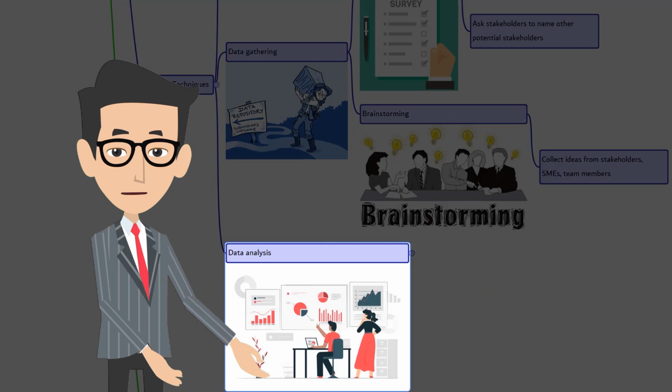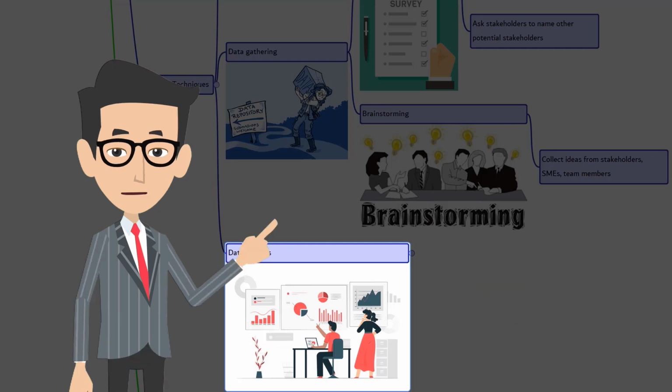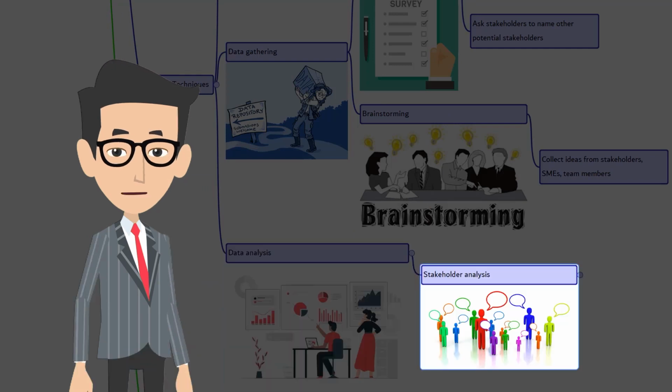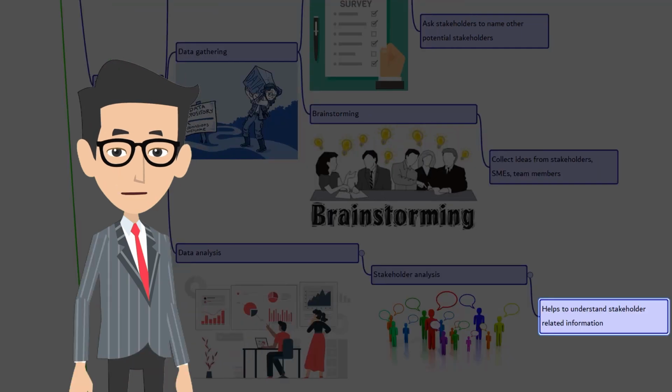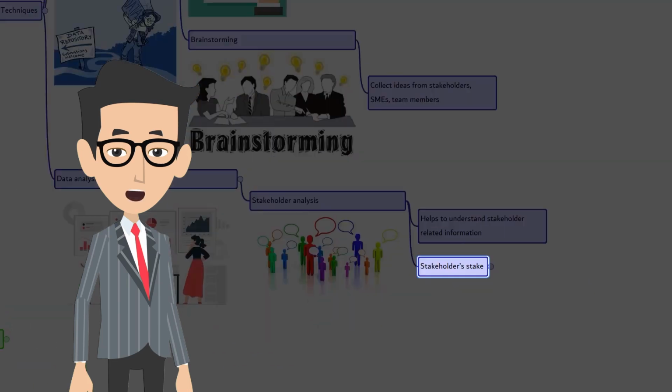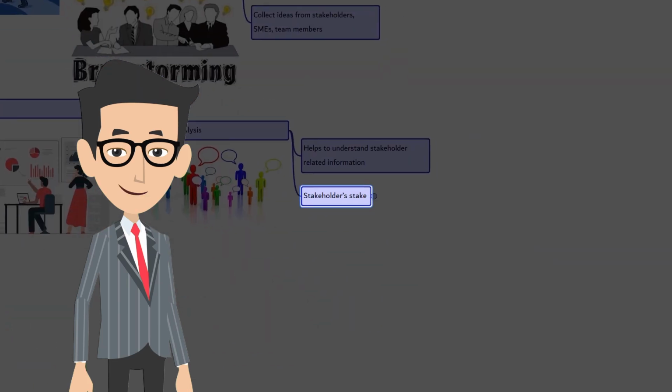Data analysis. There are 2 techniques that are used. First one, stakeholder analysis. Stakeholder analysis helps to understand the stakeholders and their information, such as their position in the organization, roles on the project, their expectations, attitude, whether they support the project or resist the project, and their interest towards the project. Let's look at some of the stakeholders' stake.